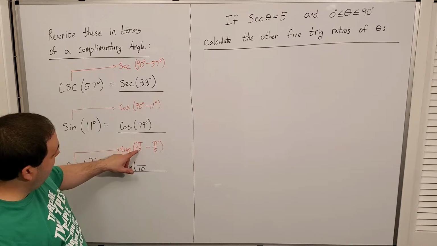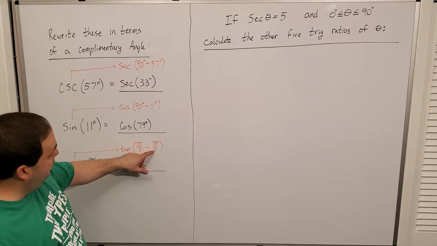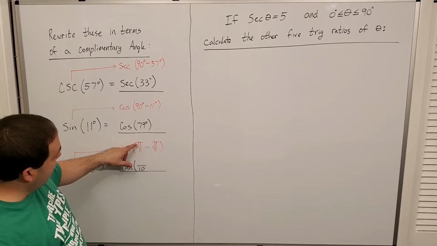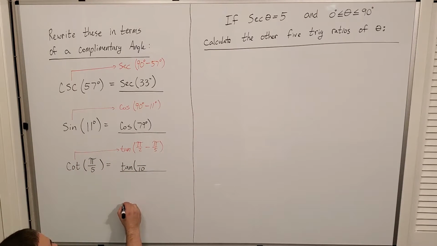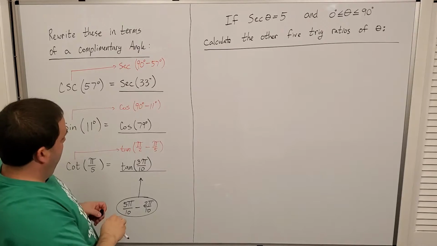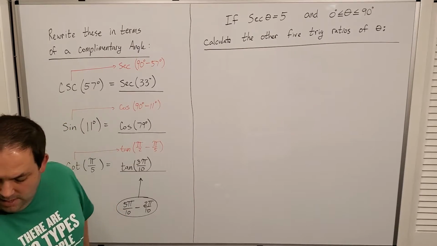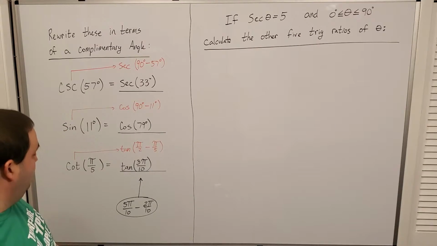Times 5 and times 5 will give me 5 pi, and times 2 and times 2 here will give me 2 pi. So that's going to be 5 pi minus 2 pi. It's going to look like this: 5 pi over 10 minus 2 pi over 10. Okay? That's where I'm getting what I'm about to get here, which is 3 pi over 10.